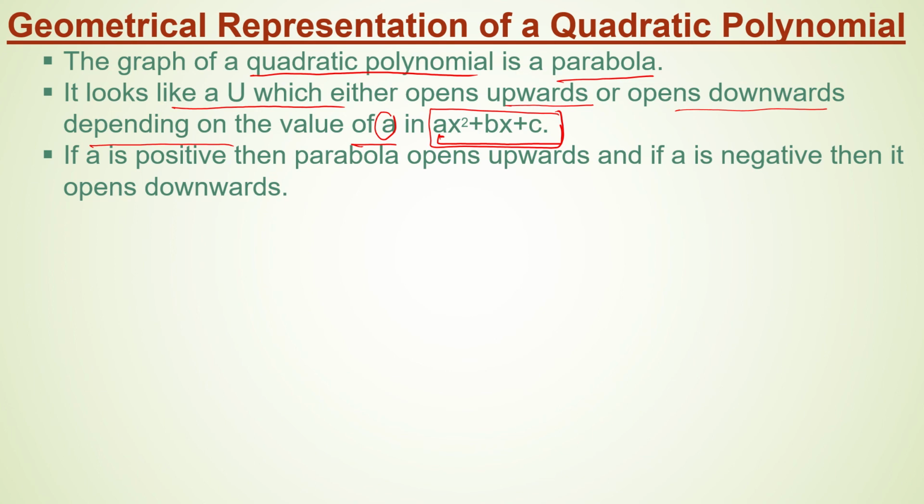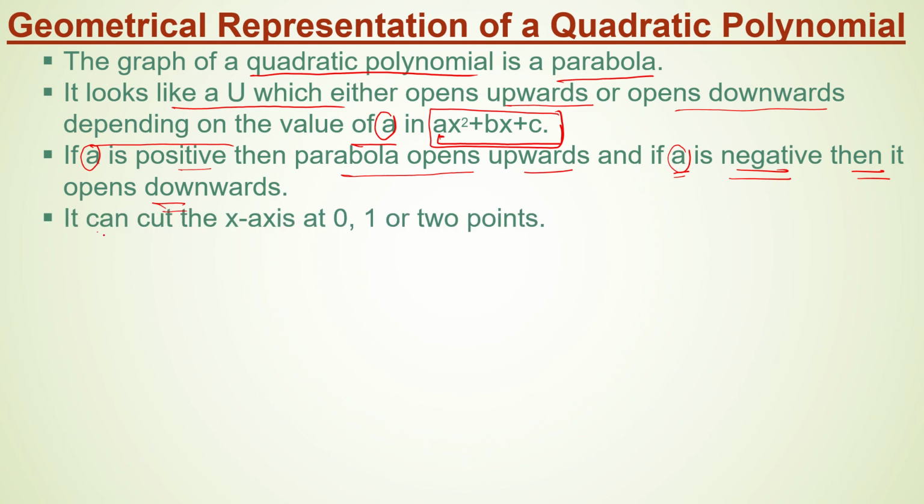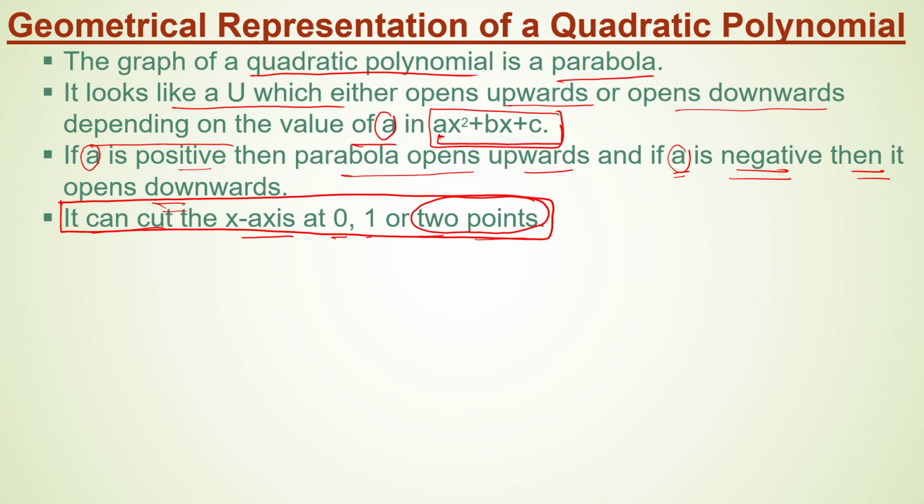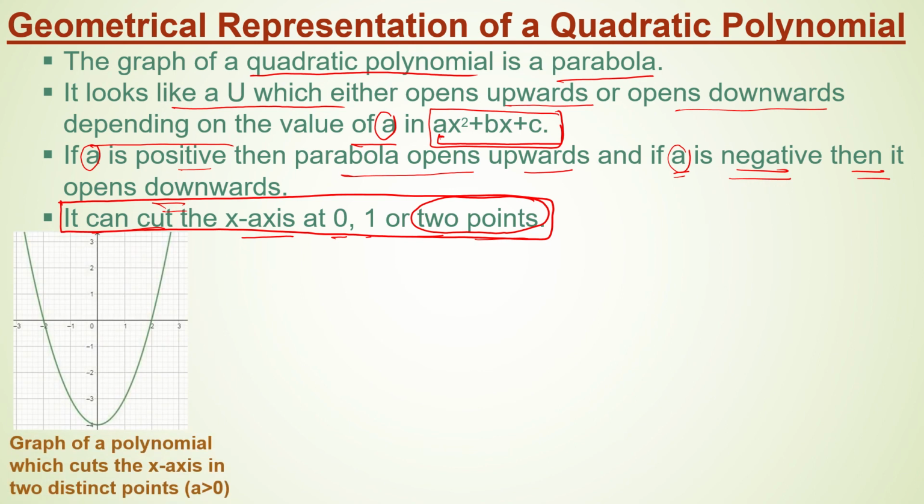Here, if a is positive, then the parabola opens upwards, and if a is negative, in that condition it will open downwards. So it can cut the x-axis at 0, 1 or 2 points. This is a very important point to be noted, that the parabola can cut the x-axis at 2 points like this. The points may be any 2 points.